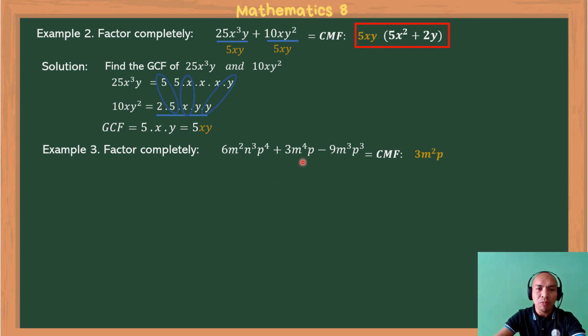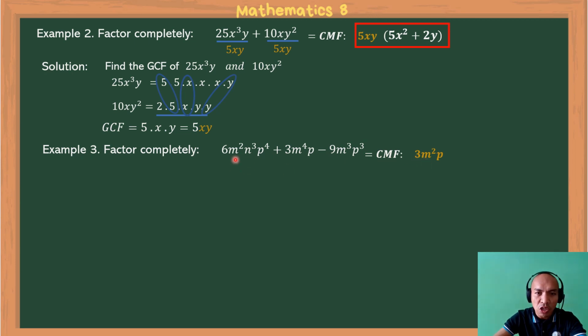But how do we know which m we're going to write in the common monomial factor? We will take a look at the exponents of m. In the first term, the m exponent is 2. The second is 4. The m in the third term is cubed. So the smallest exponent will be taken as part of the common monomial factor.